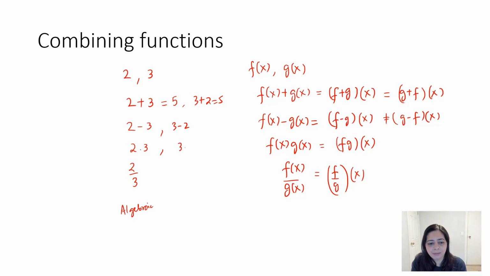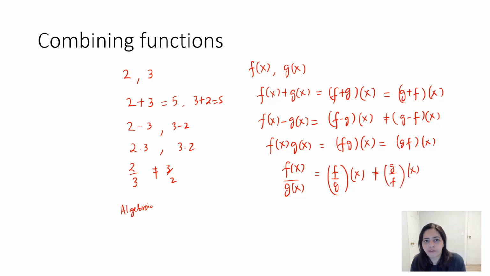Multiplication stays the same. 2 times 3 is the same as 3 times 2, so f times g is the same as g times f. And division, of course, is different. 2 over 3 is not the same as 3 over 2. Similarly, f over g is not the same as g over f.